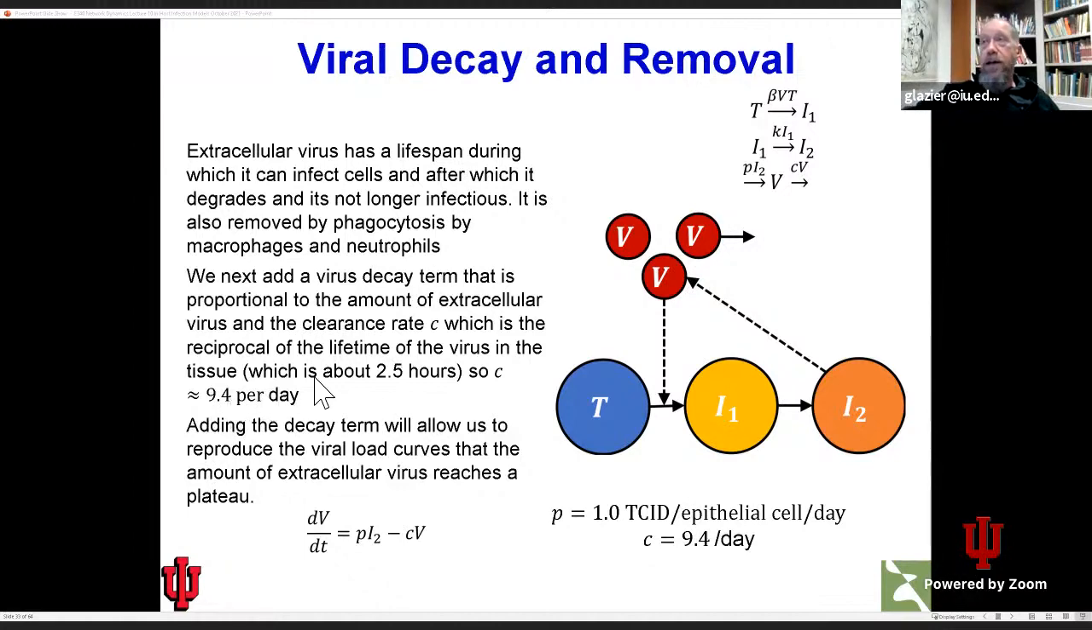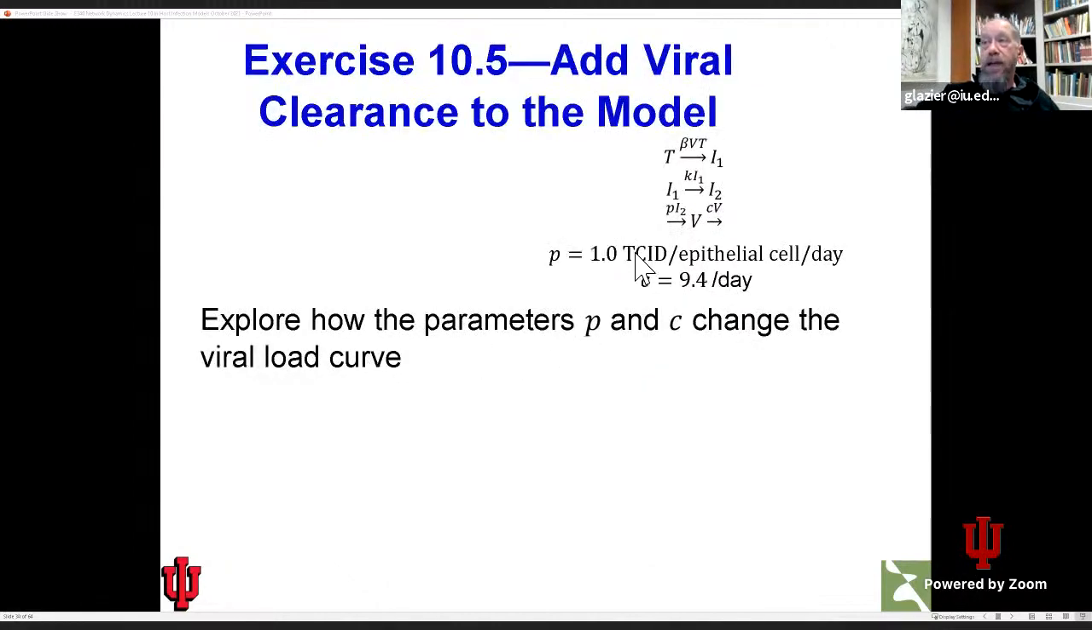So why don't you try that? Let's add virus goes to nothing, clearance of the virus, and the rate of clearance being 9.4 per day. So why don't people add that? And let's see what we get.